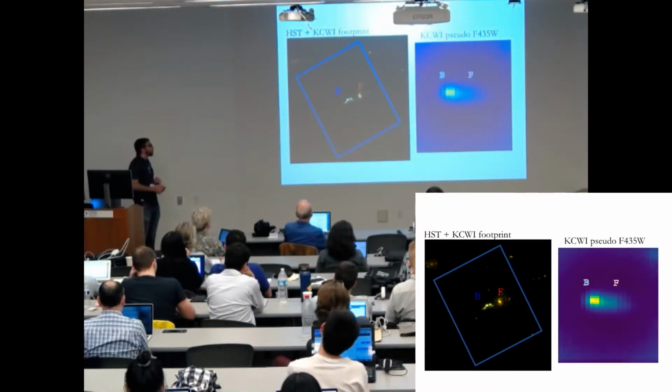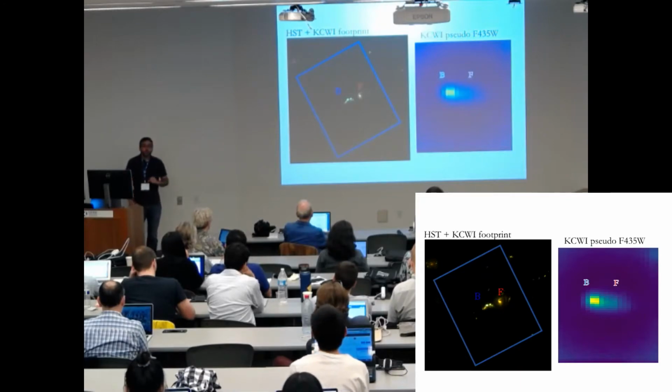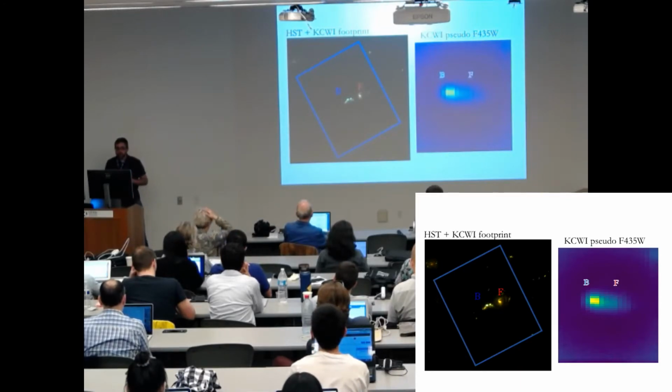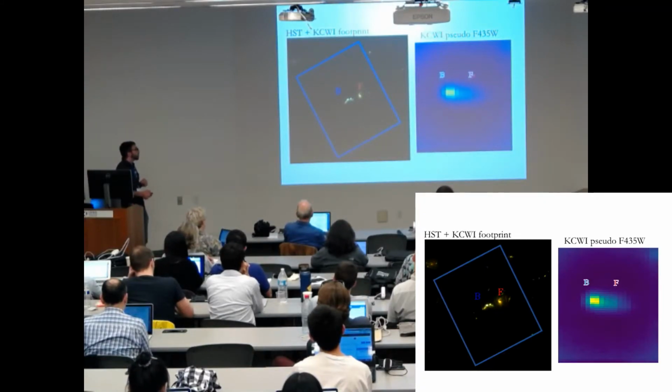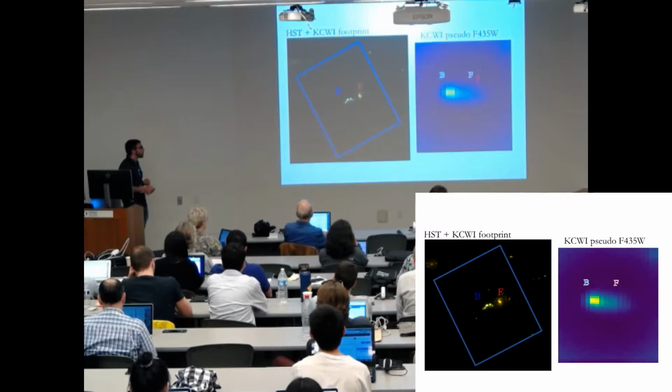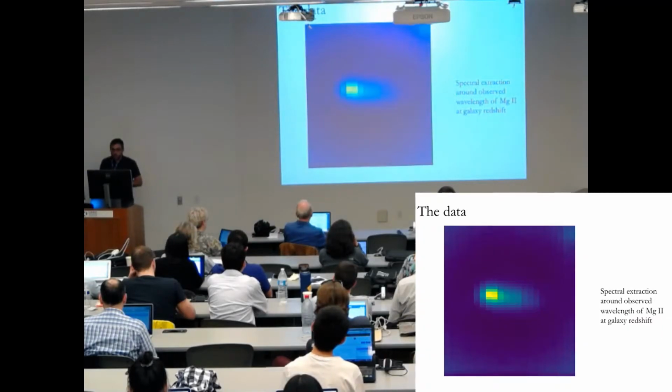data. So I've now convolved the KCWI cube with the filter response function for the ACS F435W filter. And see the approximate locations of these two galaxies here. The background galaxy marked, see the brighter source here, and the foreground galaxy sort of blended and unresolved off to the side. So let's now look in the spectral dimension.